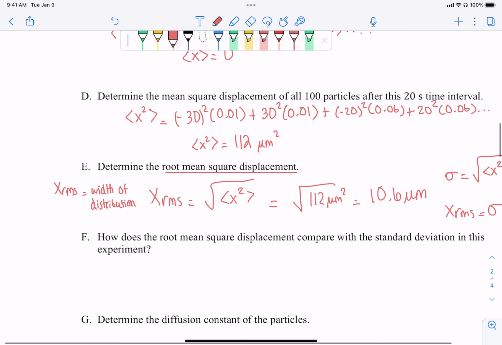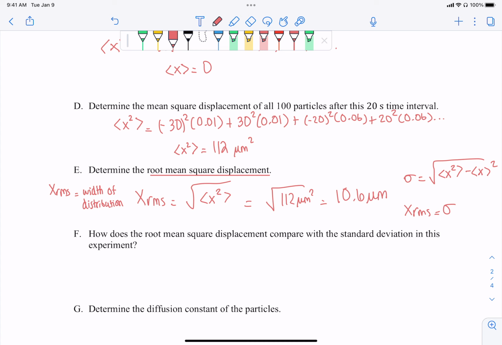So if you have a greater root mean square displacement, you have a greater standard deviation. So therefore, if you look at a bunch of graphs that have different XRMSs, you'll realize that the one with the largest XRMS will have the widest distribution. So it'll be more spread out.